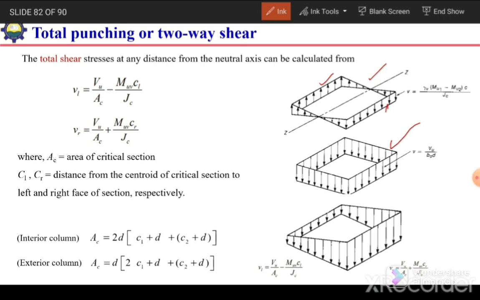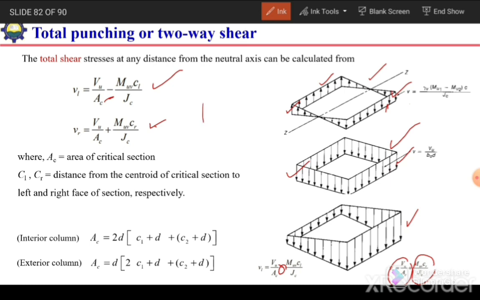So if we look at this right side, the direction of these two, this one and this one, are downward, so on this side they will be added up. So we can add the direct shear Vu over Ac and the indirect shear Mu_v c over J. But on the other side, here the direction is upward and here the direction is downward, so these will be subtracted. So on the left side it is subtracted and on the right side it is added.